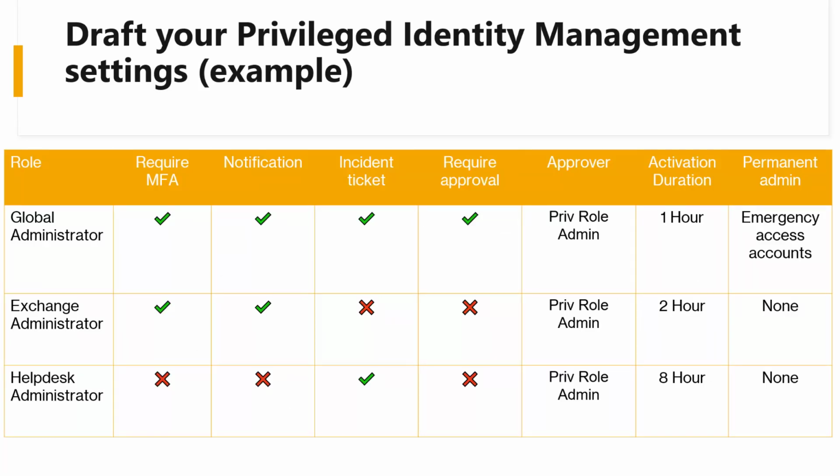Now, think about your settings here for PIM, and I've been talking through some of these, and think about the different roles. You might require MFA for a couple of roles, but maybe not for others. Maybe you might want to require a ticketing number, maybe if it's a help desk admin, but maybe not a global admin. Who's going to approve it? How long are they good for? So on and so forth.